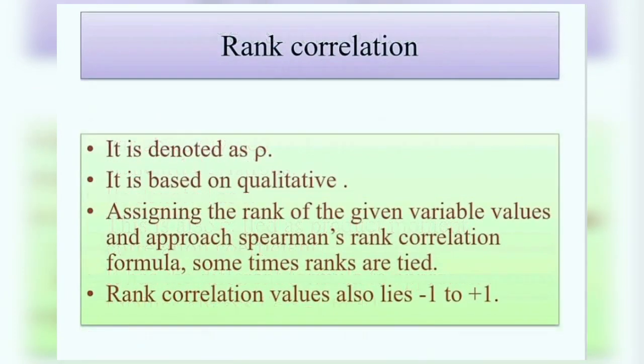The next one, Spearman's rank correlation. Spearman's rank correlation is denoted as rho. It is based on quality-wise data. In Spearman's rank correlation, we assign ranks to the given values and apply Spearman's rank correlation formula. Sometimes the ranks are tied; if so, we apply the m-times formula. Here, the rank correlation values also lie between -1 and +1.